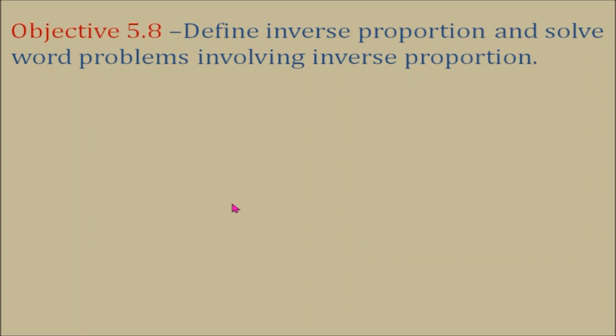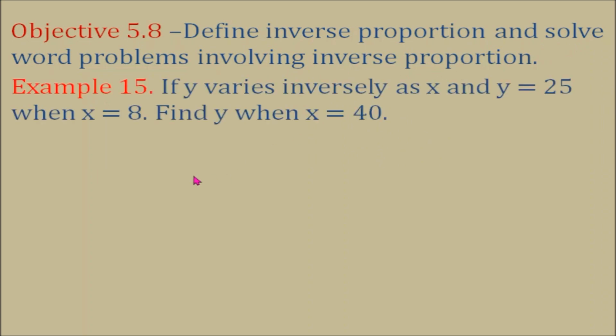Objective number 8. Define inverse proportion and solve word problems involving inverse proportion. Example number 15. If y varies inversely as x and y equals 25 when x equals 8, find y when x equals 40. So our equation here is y equals k over x because it's y varies inversely as x.